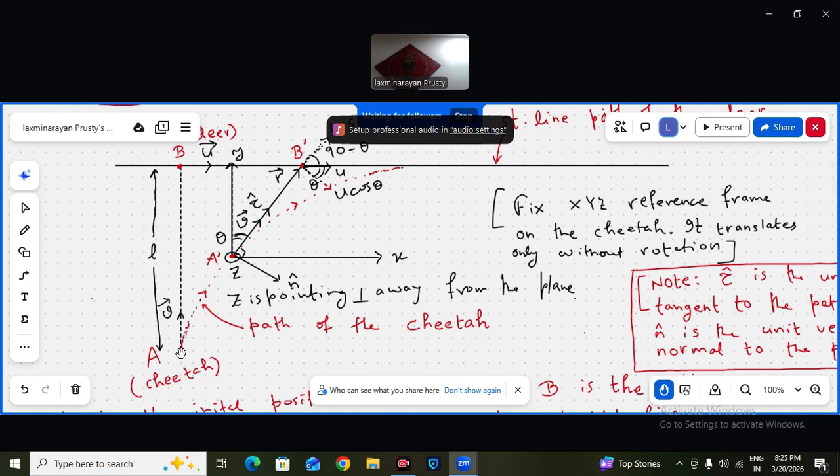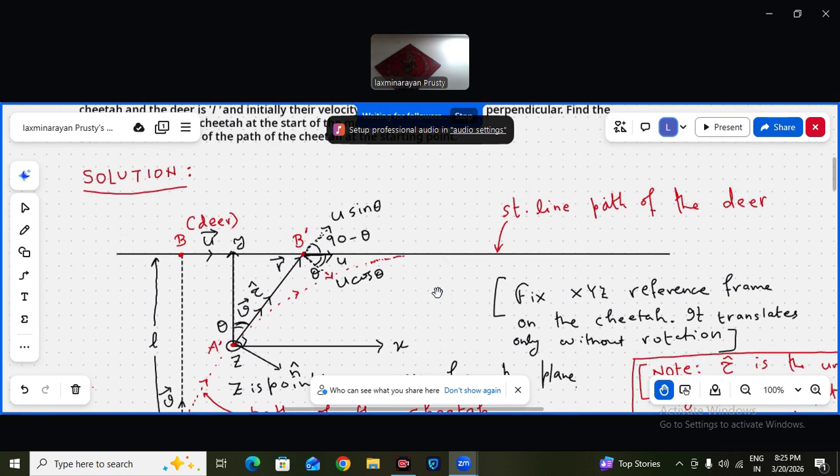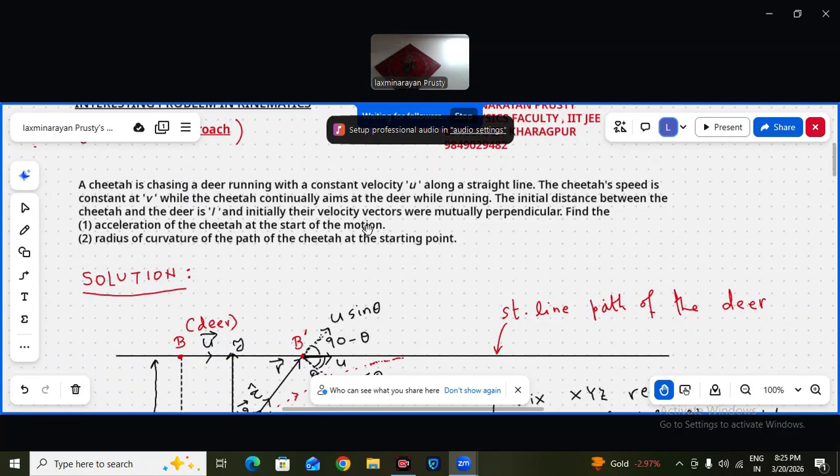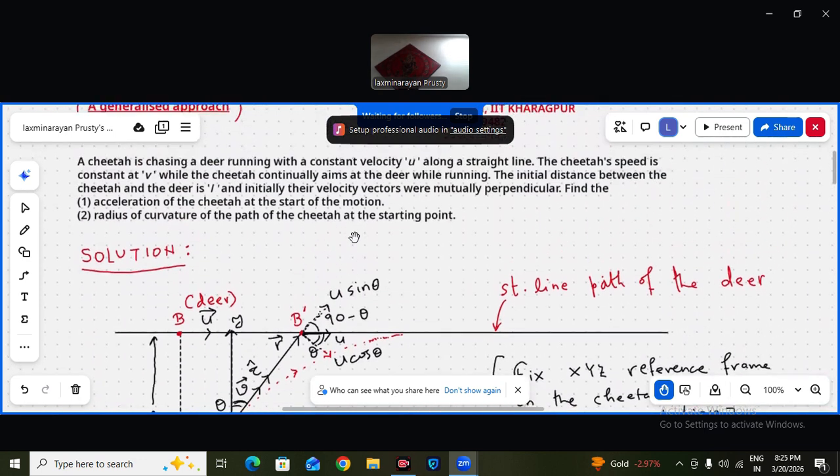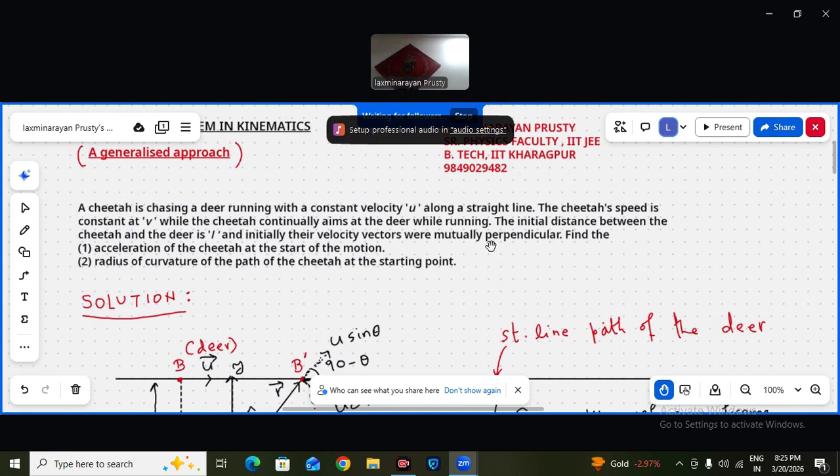Okay, the initial position of the cheetah is A and of the deer is B. Their velocities, U bar and V bar, for the deer and cheetah respectively, are mutually perpendicular initially at the starting time. The initial separation is L, and the V bar and U bar velocity vectors were mutually perpendicular at the initial starting point. Find what?